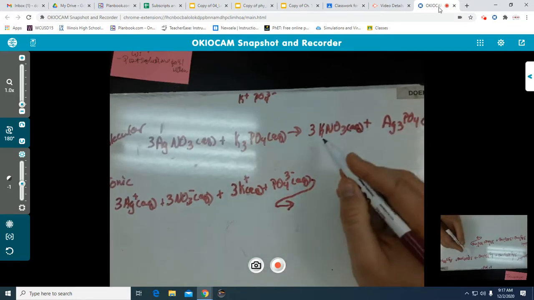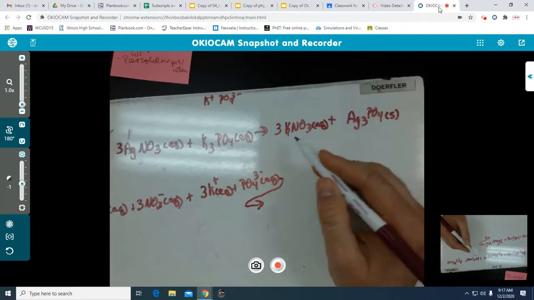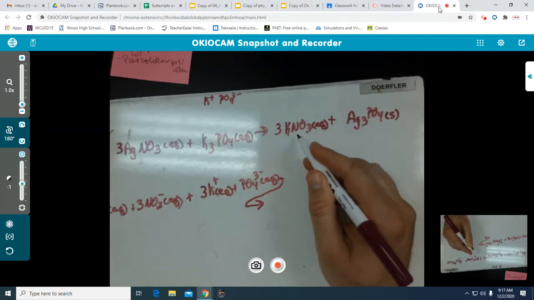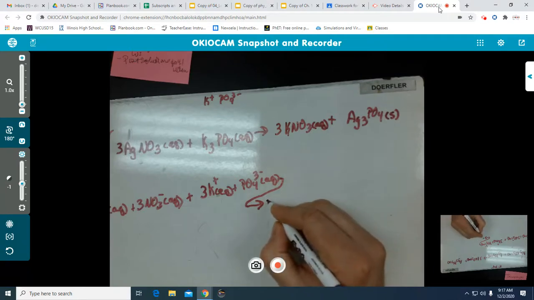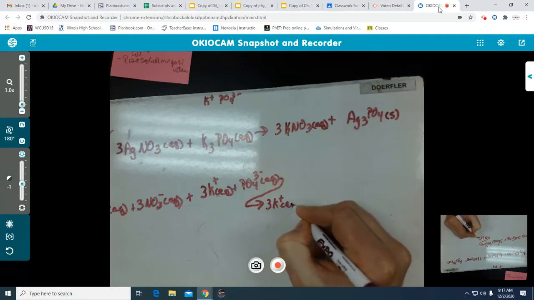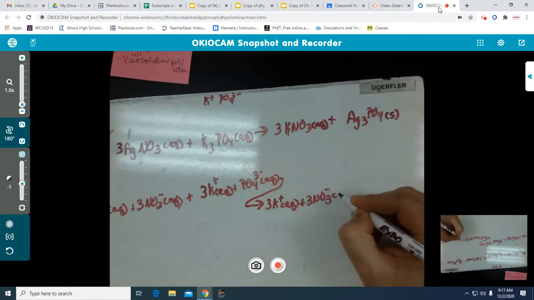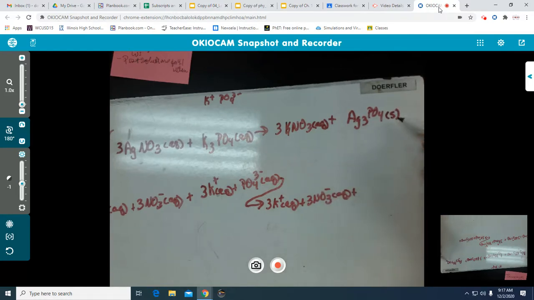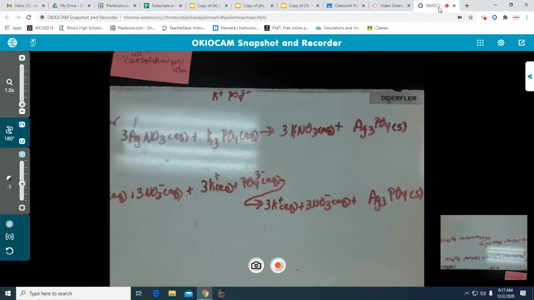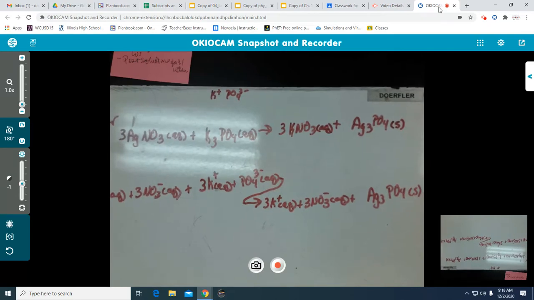Okay, so onto the right side now. We said that potassium nitrate was soluble, so 3K+ aqueous plus 3NO3- aqueous plus silver phosphate, which is a solid, therefore it cannot dissociate. So Ag3PO4 solid.